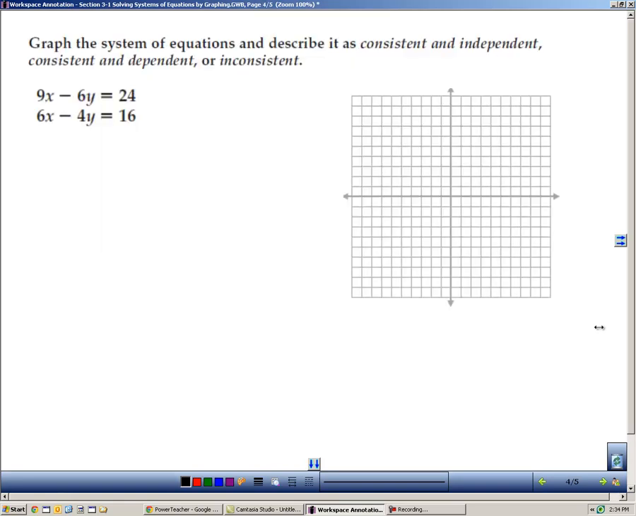So here we're asked to graph the system and then describe it. Give the vocabulary words consistent and independent, consistent and dependent, or inconsistent. In other words, how many solutions exist when we graph these. Well, here are two equations. I like to write them out side by side and then solve them separately. So here I'm going to isolate the y by subtracting the 9x. So negative 9x plus 24. And then I'm going to divide by negative 6.